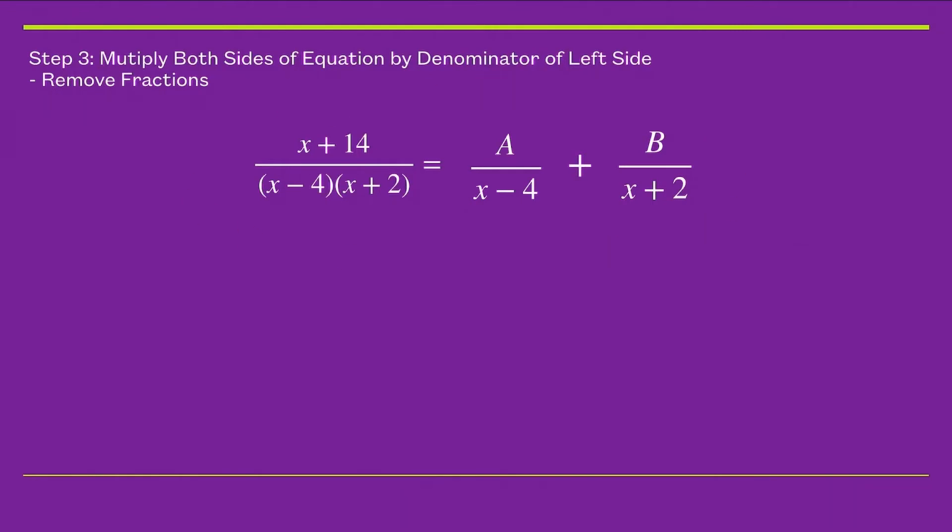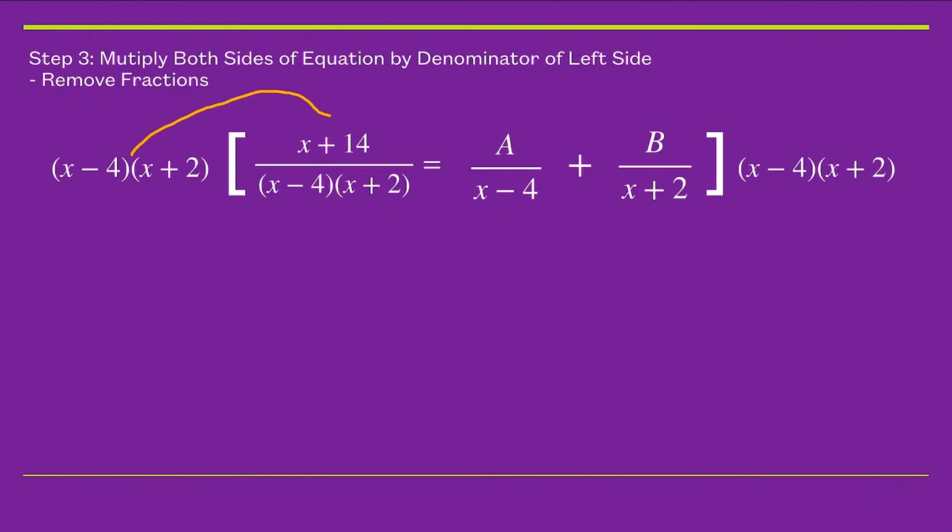So I'm going to put brackets around the whole thing, and we're going to multiply both sides of the equation by the denominator of the left side. So you can see it, we have x minus 4 times x plus 2, and I just included it on both sides of the equal sign. So now all we're going to do is multiply this. When I distribute this into the parentheses, this is going to wind up canceling, and we're going to have x plus 14.